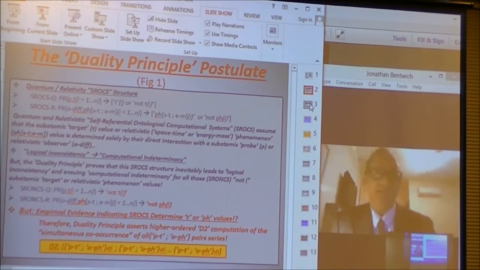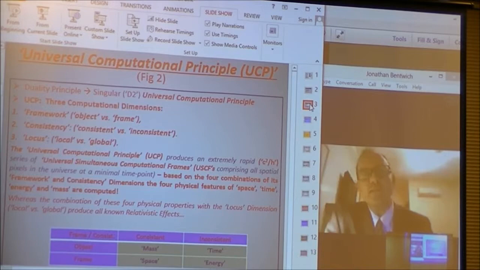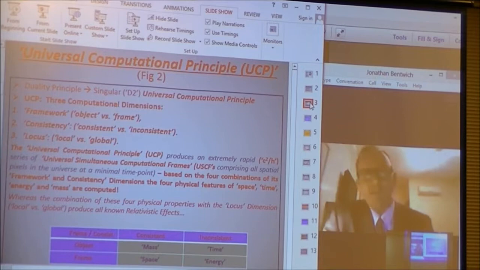Essentially, by the way, a fuller account is in the article, which goes into greater detail. But this duality principle that I spoke about points at the fact that you cannot have more than one such higher-order computational principle. You cannot have, for example, one D2 for the relativistic system and another capital D2 for the quantum system. It eventually points at the existence of only one such dimension.